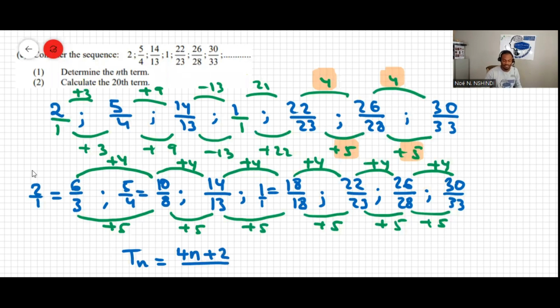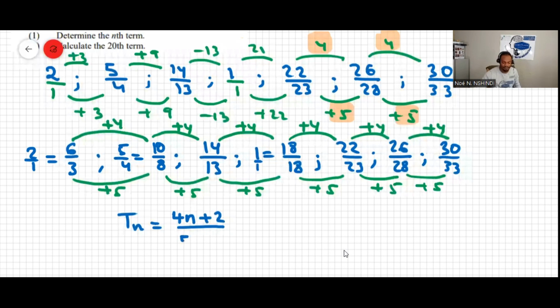Over, now the denominator, the constant difference was 5, so I write 5n. Okay, I said to myself, if I have 5, I need to get 3, what must I do? I'll minus 2. So I minus 2 here. So this is actually the nth term. Okay.